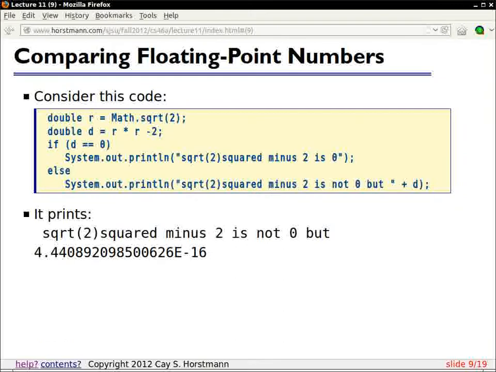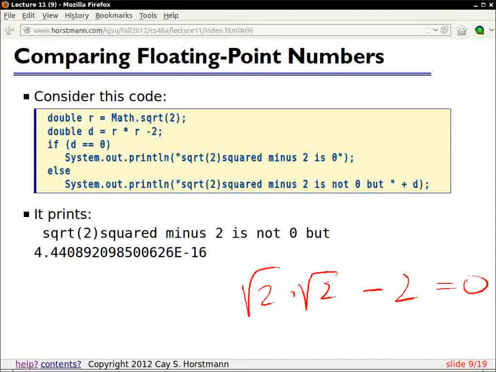Floating point numbers. So ever so often we have to deal with round-off errors. So here is a typical example of where round-offs could be confusing. I'm computing the square root of 2. Then I multiply the square root of 2 with itself, which mathematically should give me the number 2 back. And then I subtract 2. And it surely should be the case that the square root of 2 times the square root of 2 minus 2, that should be exactly 0. I mean, that's what you've learned in mathematics.